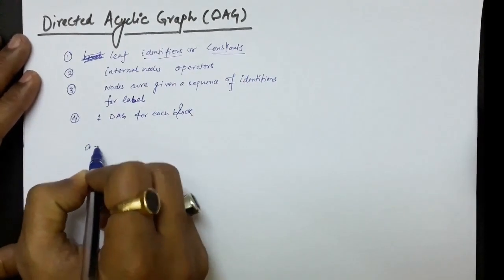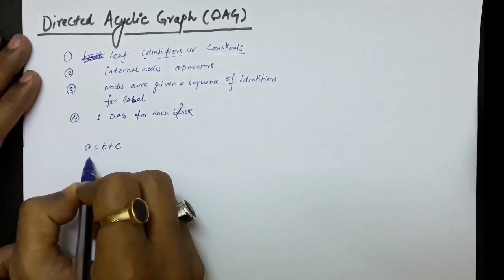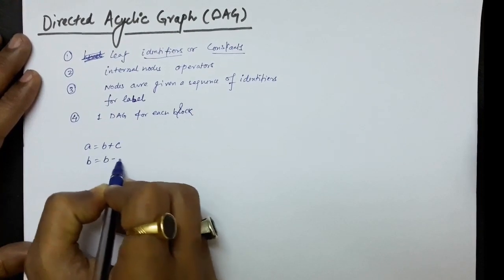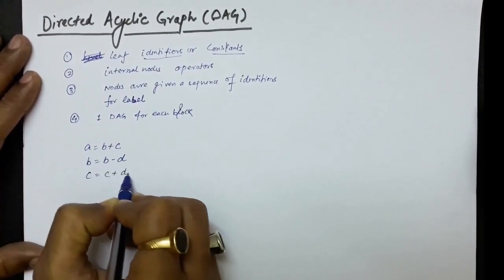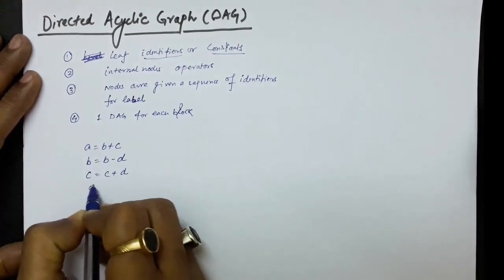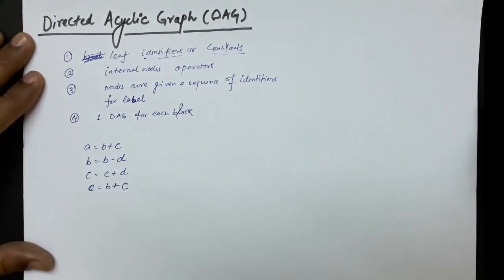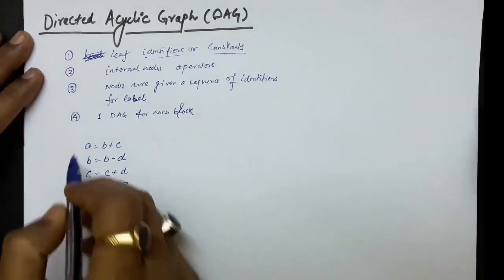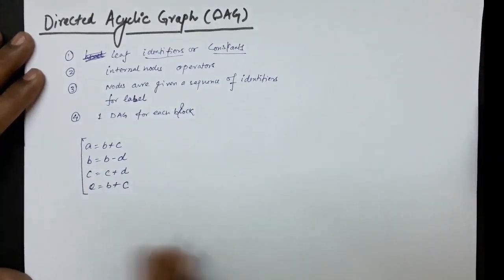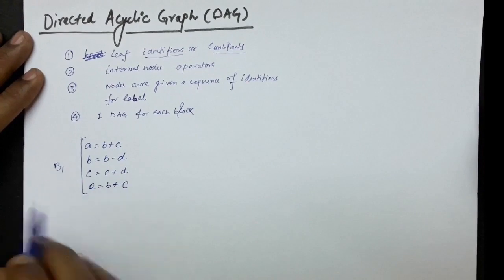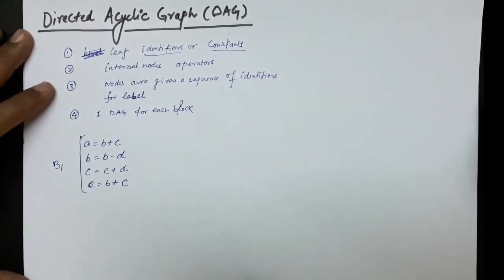Suppose we have a basic block: A equals B plus C, then B equals B minus D, then C equals C plus D, then E equals B plus C. And we have to form the directed acyclic graph for these statements. This represents one basic block with four statements. Let's say we have named it the B1 basic block. And we now have to find the directed acyclic graph corresponding to this.